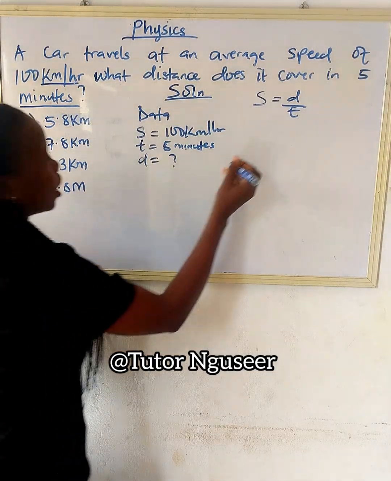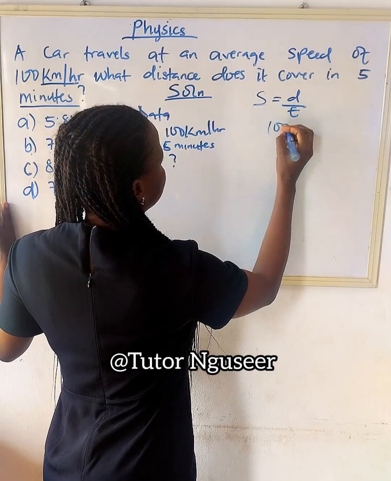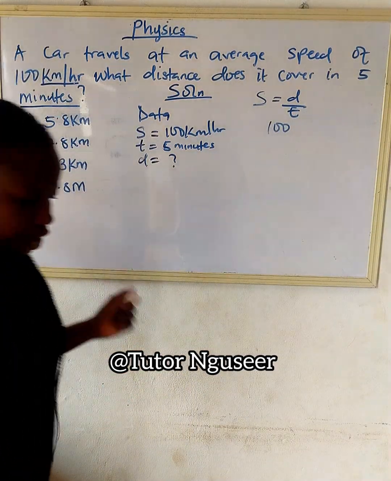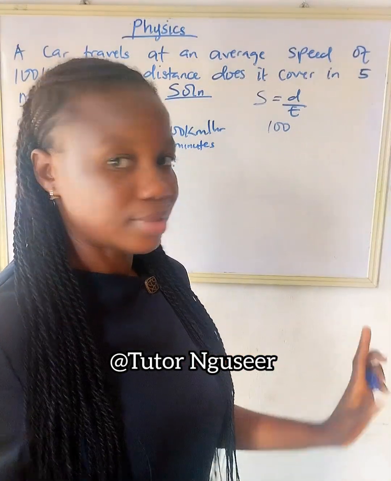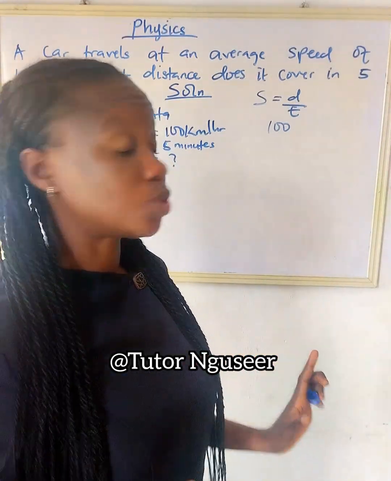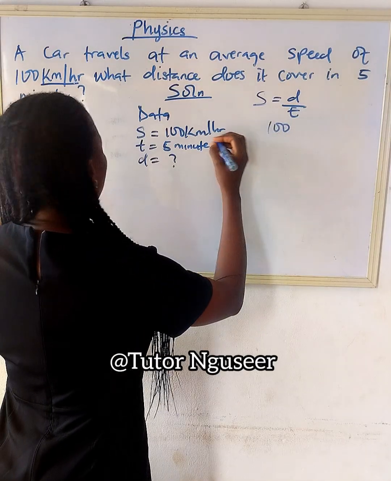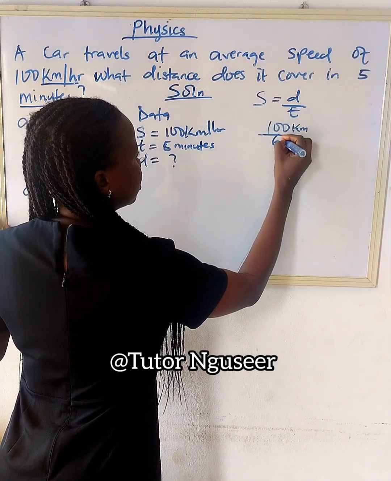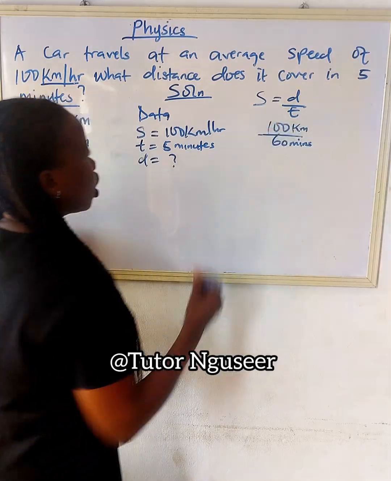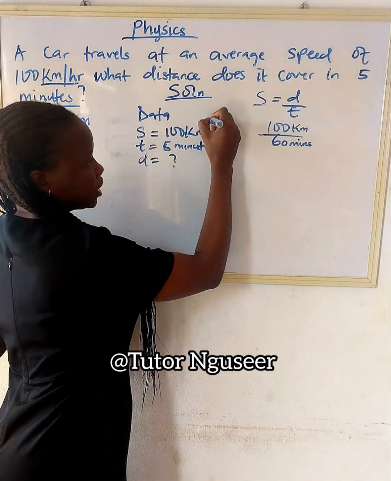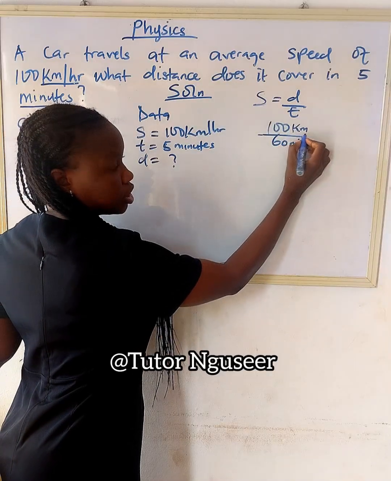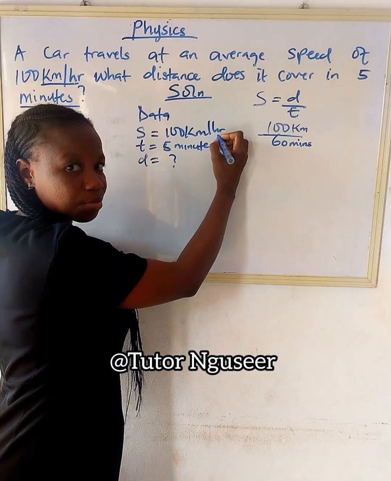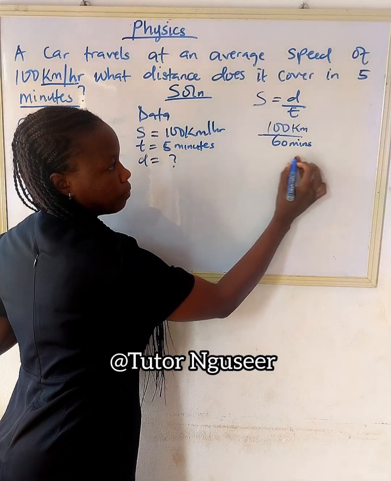I'm going to say 100, and I'm going to convert this per hour to minutes. Now 60 minutes makes 1 hour. That's the standard. 60 minutes makes 1 hour, right? So I'm going to say 100 kilometer divided by 60 minutes. The hour I've converted into minutes, 60 minutes makes 1 hour. Look at the minutes here.